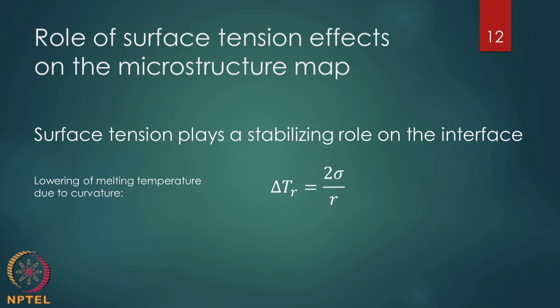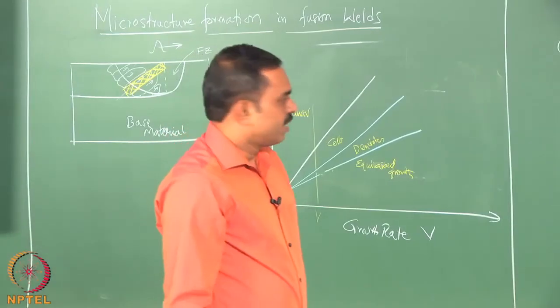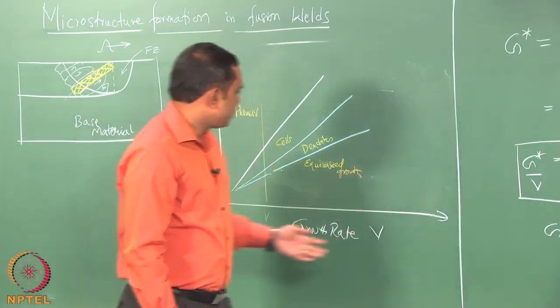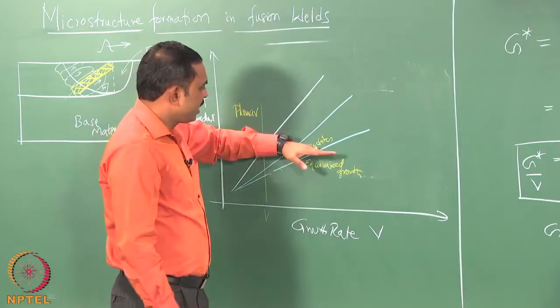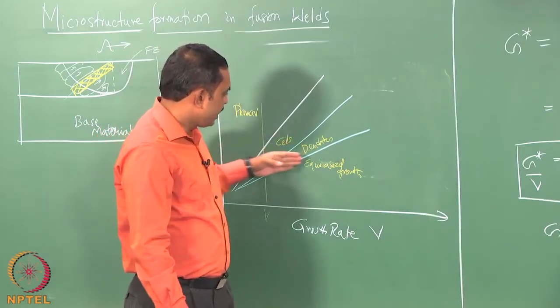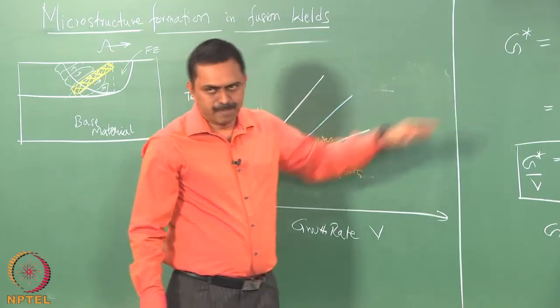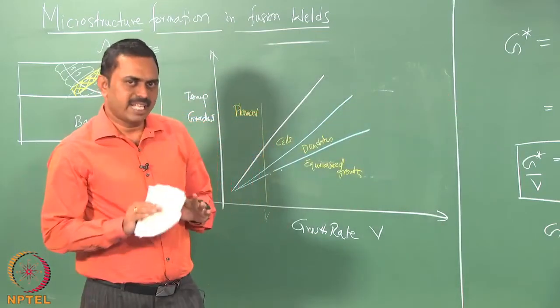So, here is the analysis to tell you that the map that we have drawn is not the complete story. The reason being that as we increase the velocity, we are saying that for a temperature gradient you should be having equiaxed growth or dendritic growth for any large velocity, and that is not going to happen. The reason is as follows.